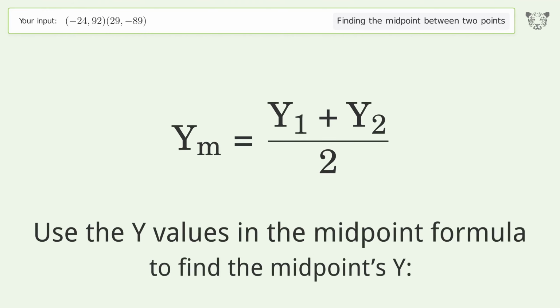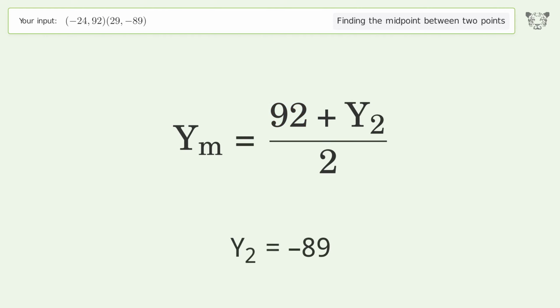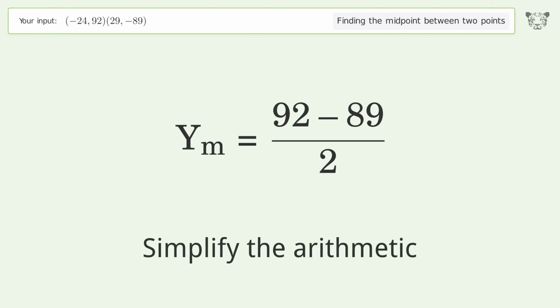Use the y values in the midpoint formula to find the midpoint's y. y1 equals 92. y2 equals -89. Simplify the arithmetic.